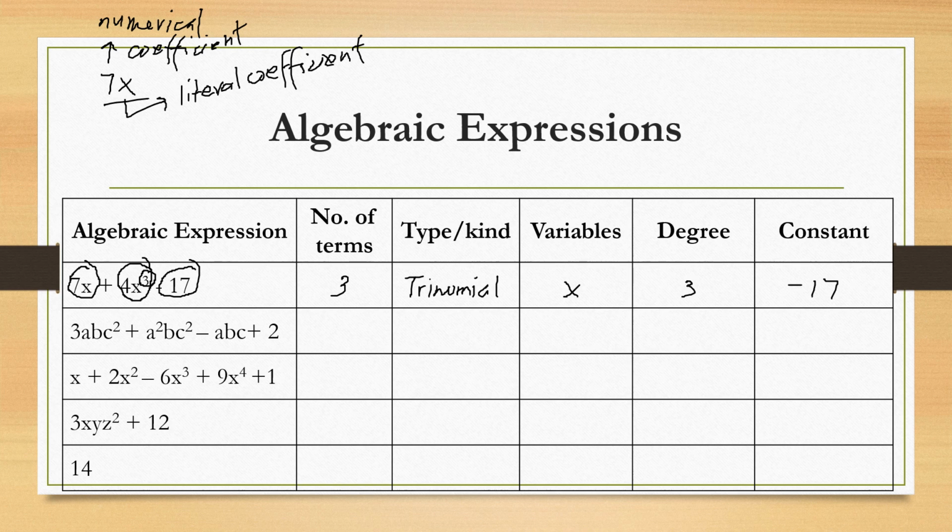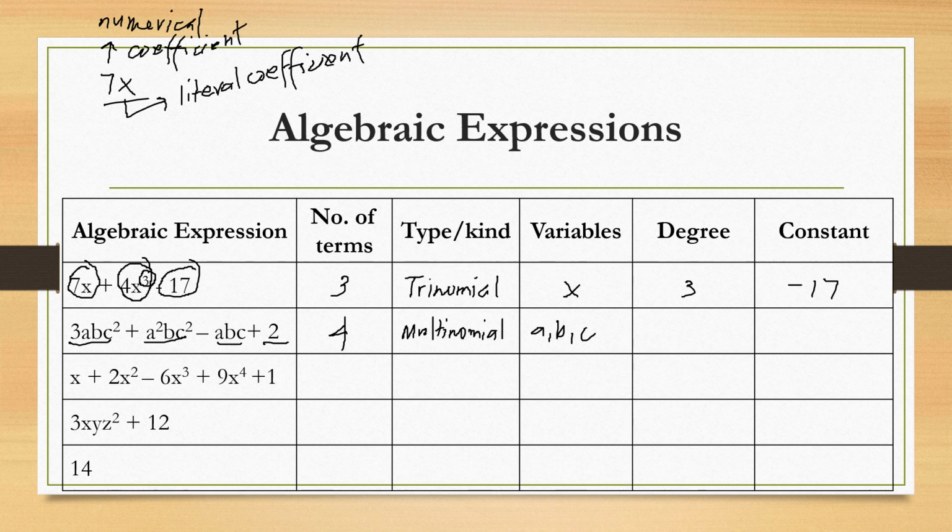So, let's have the second example. So, in this case, bilangin lang natin kung ilan yung terms. So, we have 1, 2, 3, and 4. So, meron tayong 4 terms and that means this is a multinomial or a polynomial. Polynomial. And the variables used in this case is A, B, and C. Kasi tatlo yung letter na ginamit.